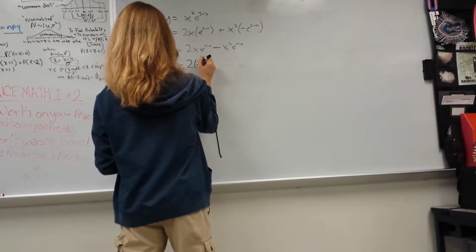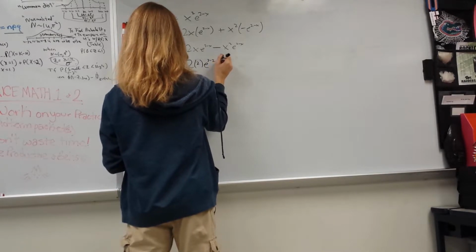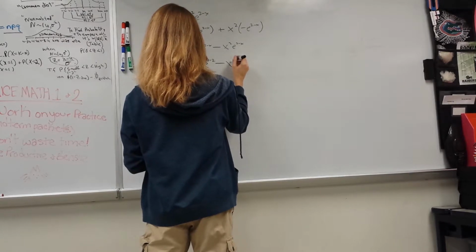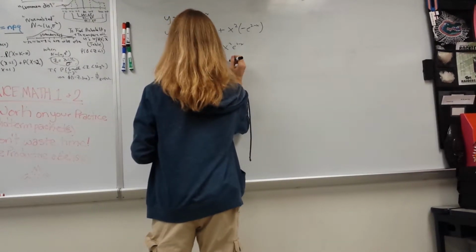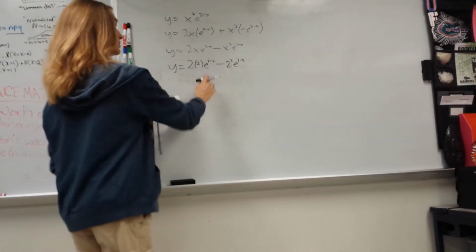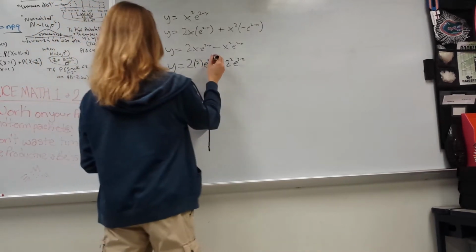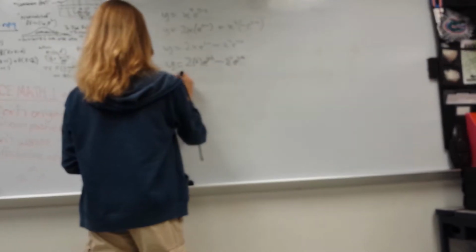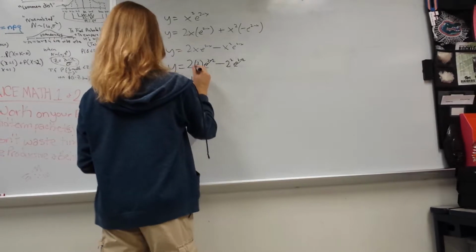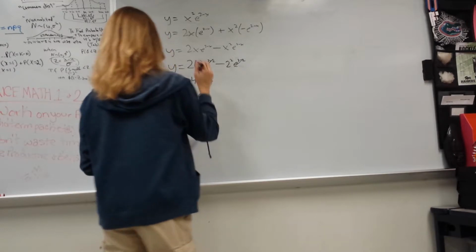Plug in 2 for x. 2 times 2, right? Is the x? Yep. Times e to the 2 minus 2, and then 2 squared times e to the 2 minus 2. So e to the 2 minus 2 is e to the 0, which makes it 1, because anything to the 0 is 1, right? So that becomes 1, so it doesn't matter. We have 2 times 2 is 4, minus 2 squared is 4. So y equals 0, and it is proved.